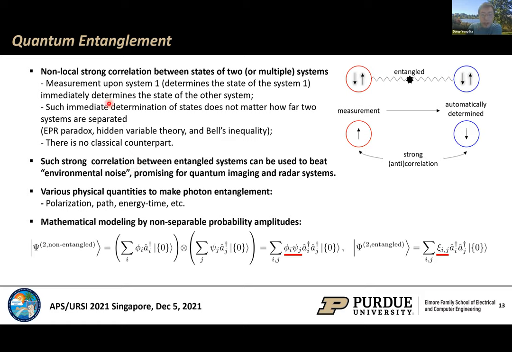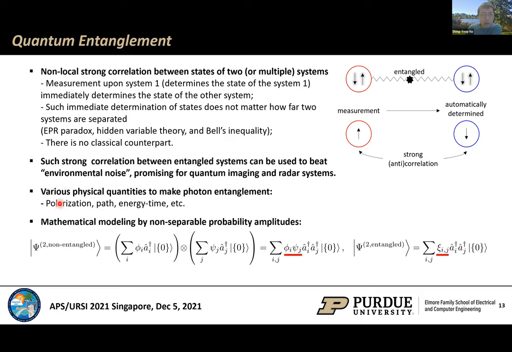Actually, using this strong correlation, entangled photons can be used to beat environmental noise. So it is very promising for quantum imaging and radar systems. That means, in principle, regardless of how large the environmental noise is, even if our signal is buried in the noise, we can detect a single photon, or one of the entangled photons, using this strong correlation.